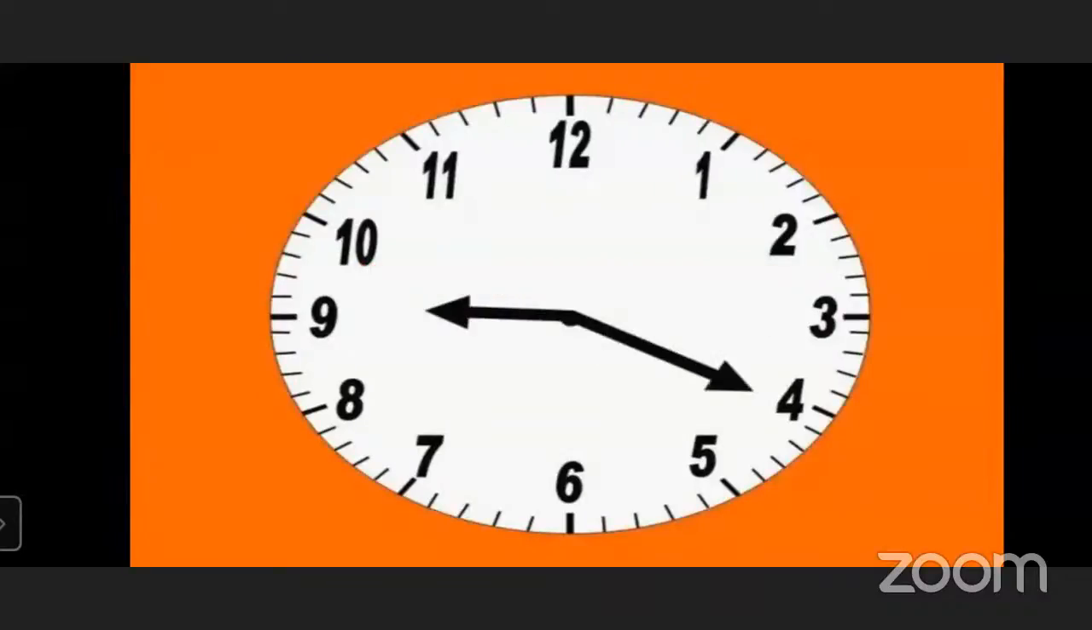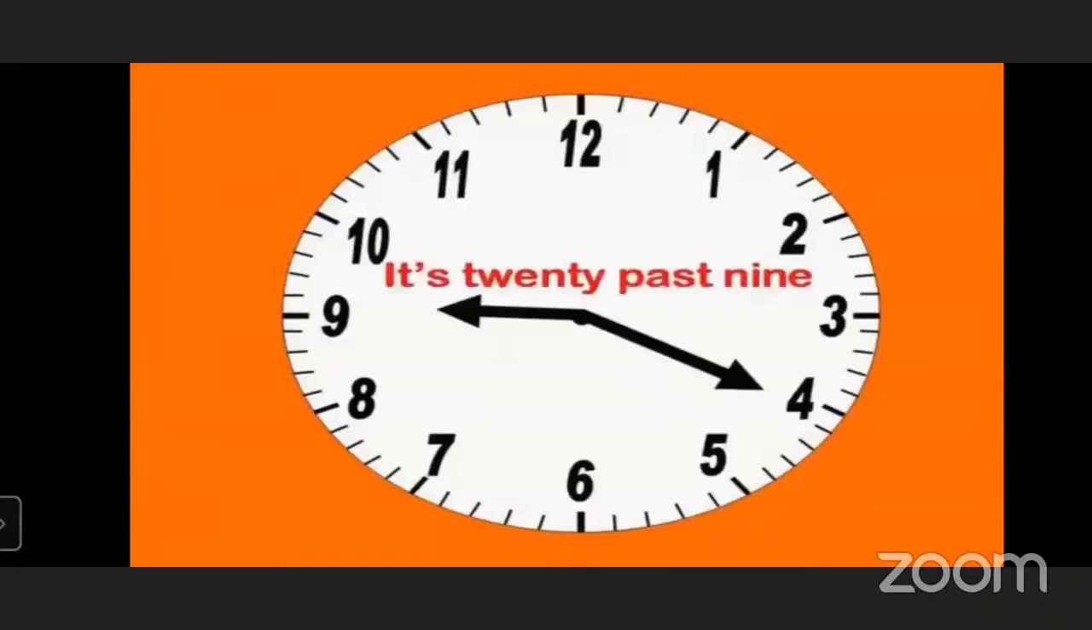Now here the minute hand is on 4. It means 20 minutes, and the hour hand is on 9. So what's the time? 20 past 9. Very good. It's a 20 past 9. First of all, you have to take minutes and then take the hour. Okay. So it's a 20 past 9.